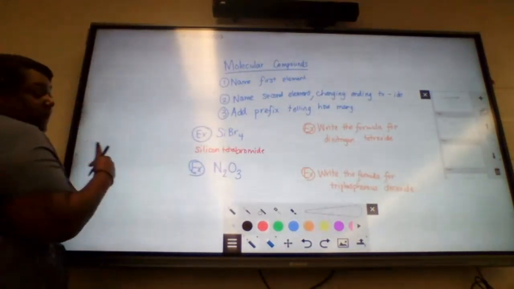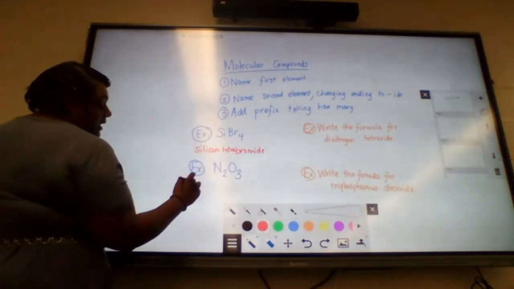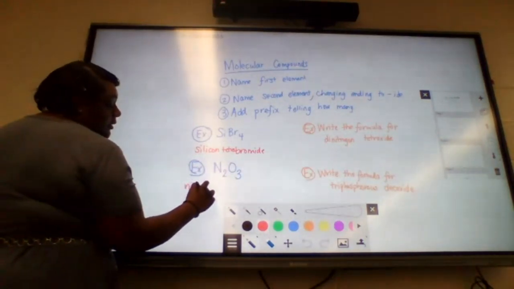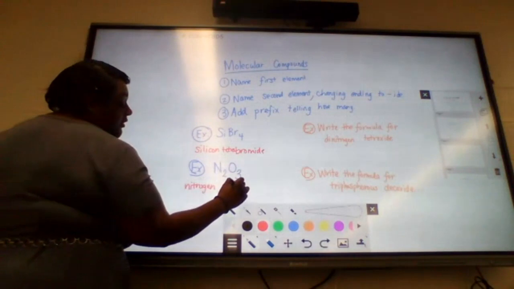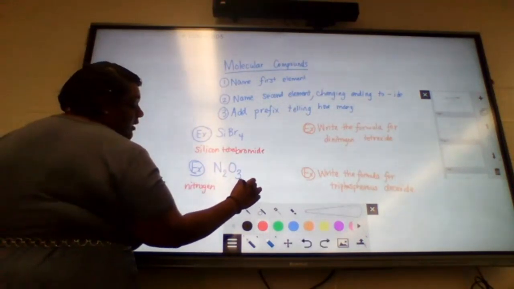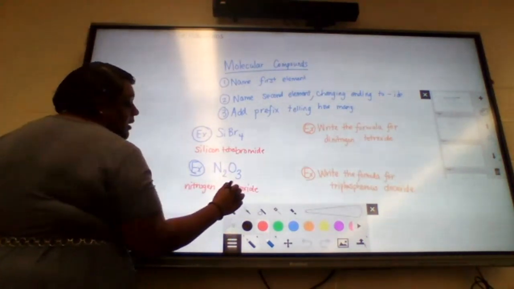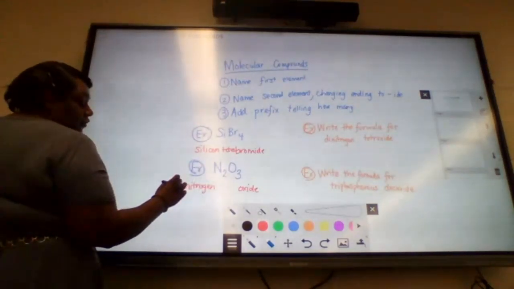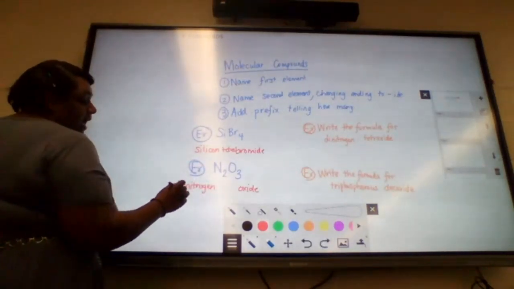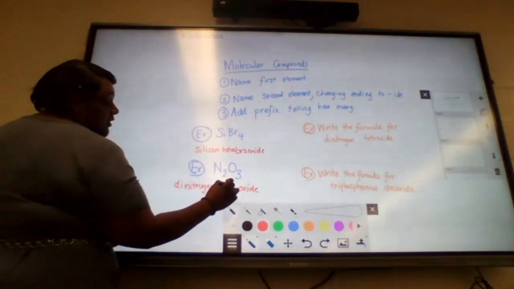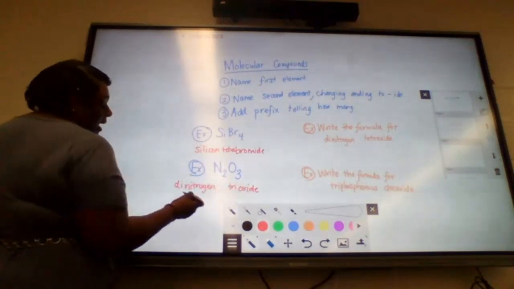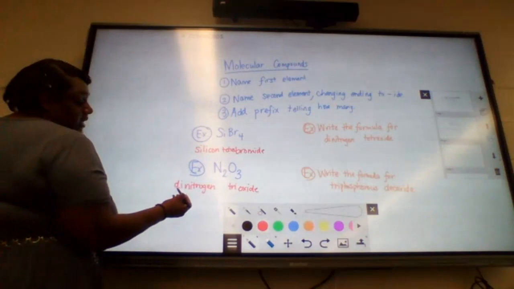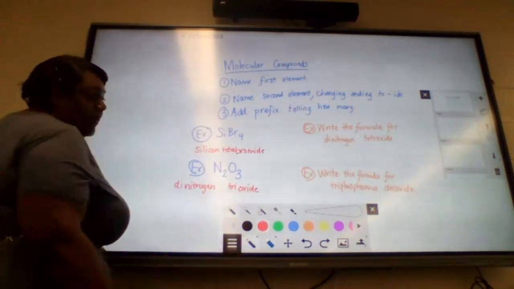If I do the same thing for the next one, I notice I've got nitrogen, I've got oxygen, but I'm going to change that ending to IDE. And now when I go back in and put my prefixes, I've got 2 nitrogens, that prefix is di. I've got 3 oxygens, that prefix is tri. And so the name of that compound would be dinitrogen trioxide.